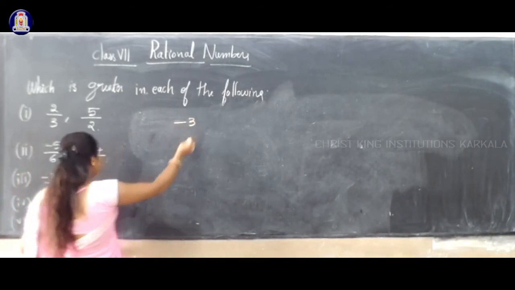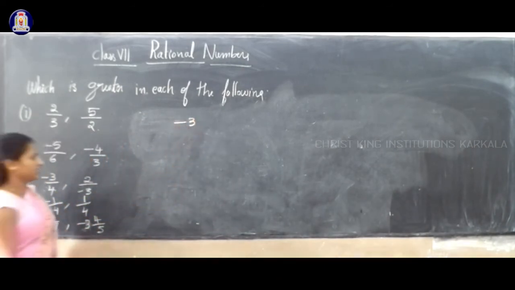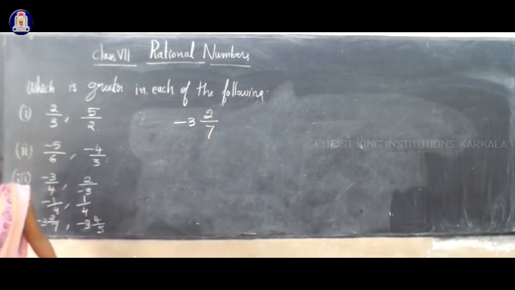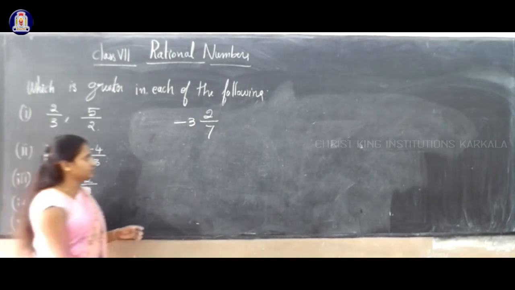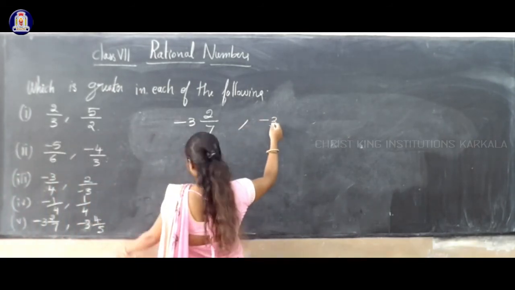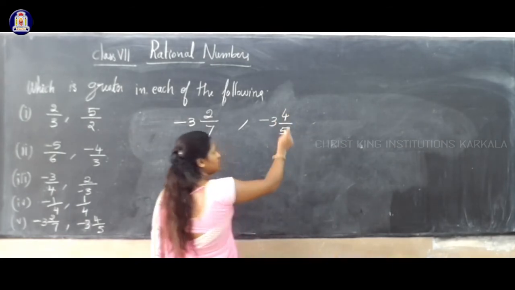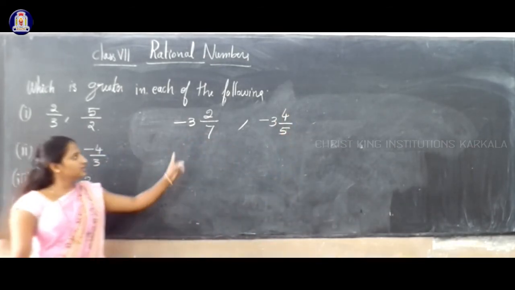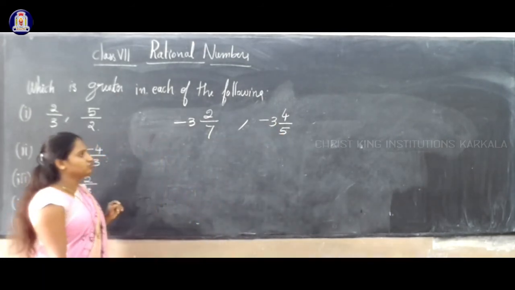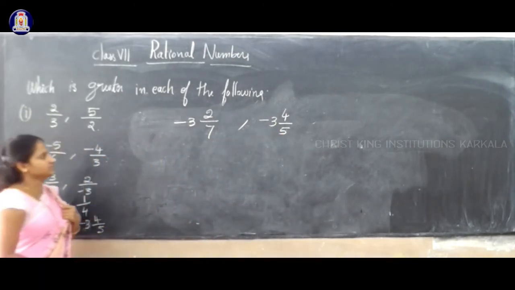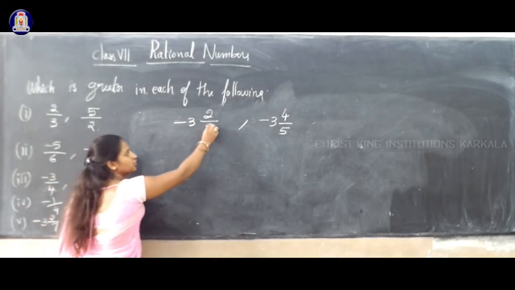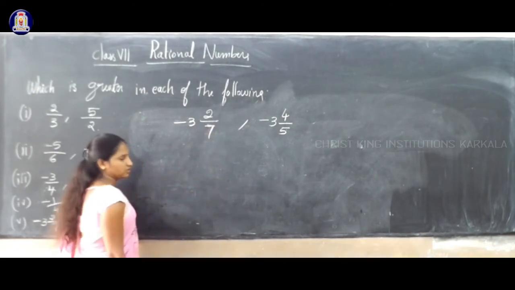Minus 3 2 by 7, comma, one more mixed fraction, that is minus 3 4 by 5. One is minus 3 2 by 7 and one is minus 3 4 by 5. So in this, first you have to convert into proper fraction or improper fraction.